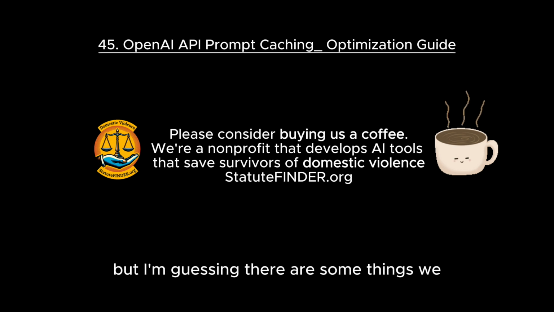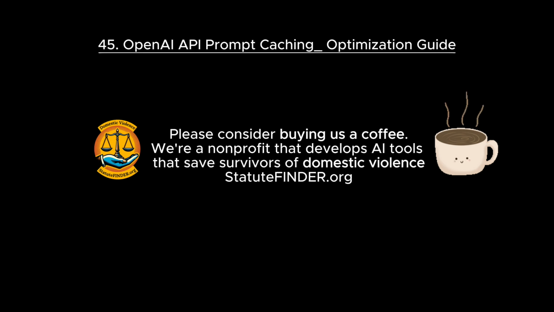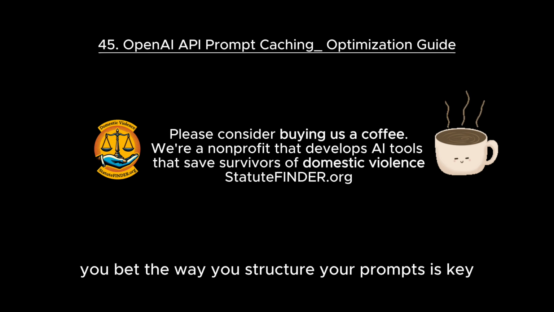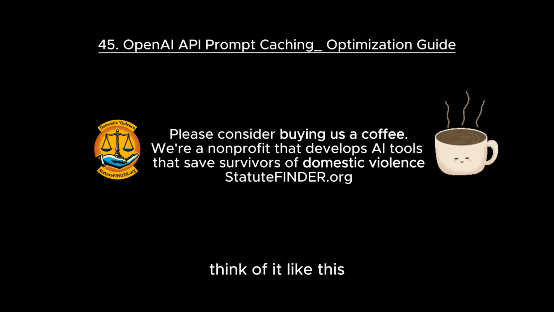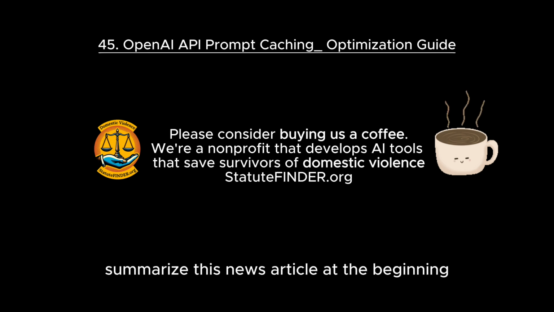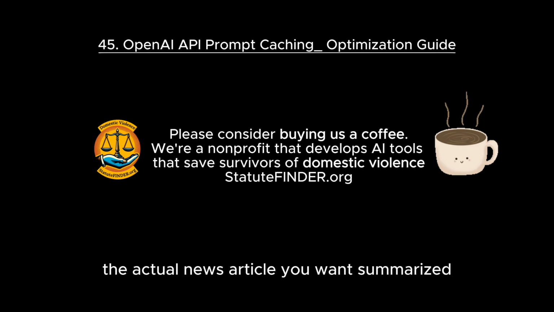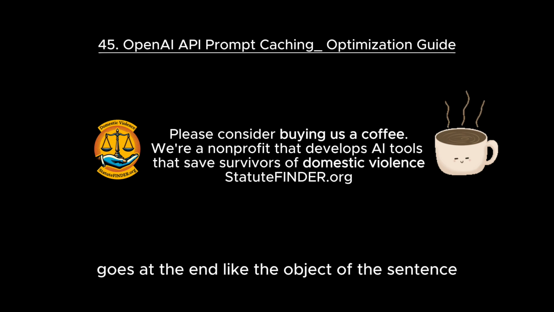But I'm guessing there are some things we can do to make sure we're getting the most out of this caching magic, right? You bet. The way you structure your prompts is key. Think of it like this. Imagine your prompts are like sentences. You want to put the unchanging information, like the instructions, summarize this news article, at the beginning, just like the subject of a sentence. And then the variable stuff, the actual news article you want summarized, goes at the end, like the object of the sentence.